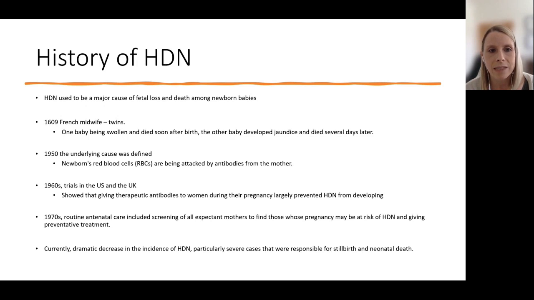And then in the 1970s, as we do now, routine antenatal care included screening of all expectant mums looking for abnormal antibodies or Rhesus antibodies, and giving them preventative treatment. And that's where the anti-D injection started. And actually, with the use of anti-D, there's been a dramatic decrease in haemolytic disease of the newborn, especially the severe form of the disease that causes stillbirth and neonatal death. And actually now in our neonatal units, we do rarely see severe cases of haemolytic disease of the newborn. Next slide, please.